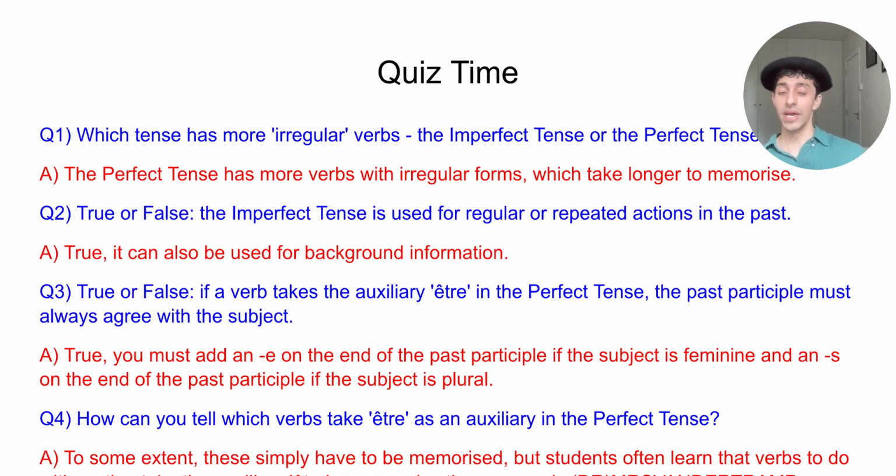Many students instead use the mnemonic, which they memorize, Mrs. Van der Tramp or Dr. Mrs. Van der Tramp, which can be a really useful and efficient way, I believe, to memorize which verbs take the auxiliary être in the perfect tense.